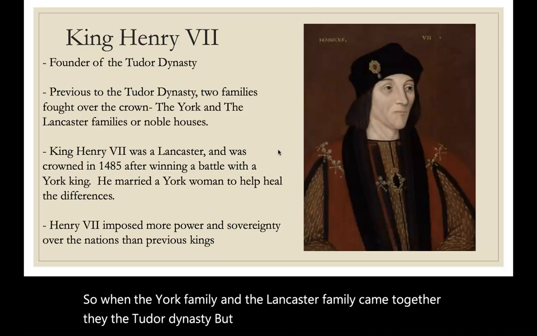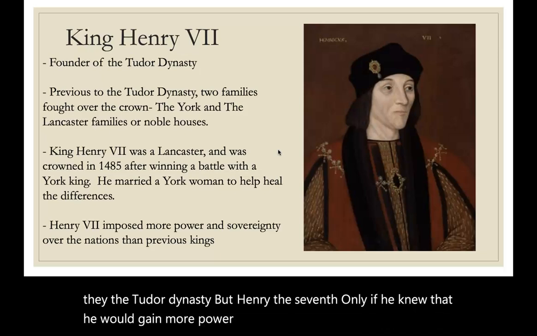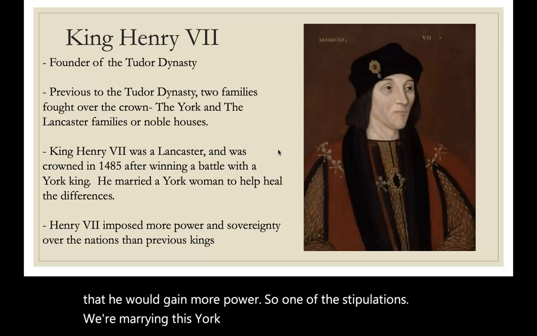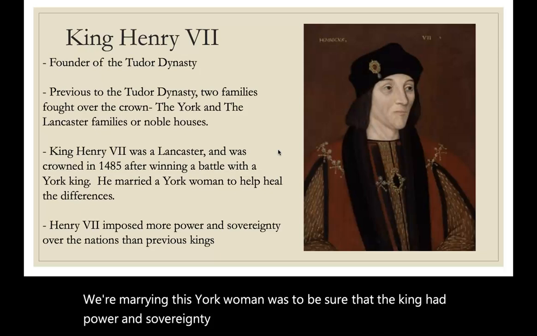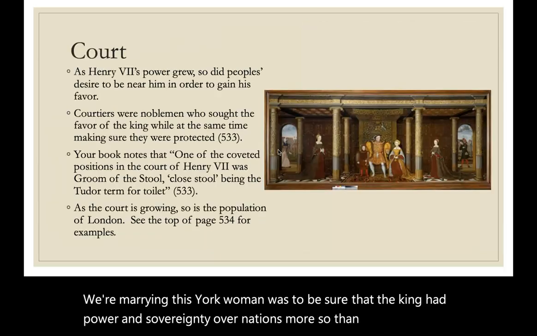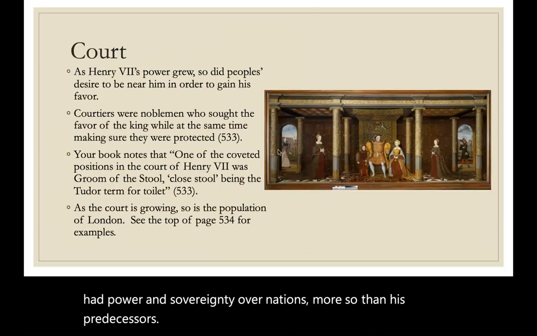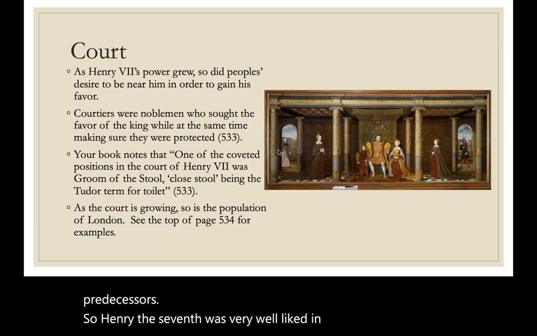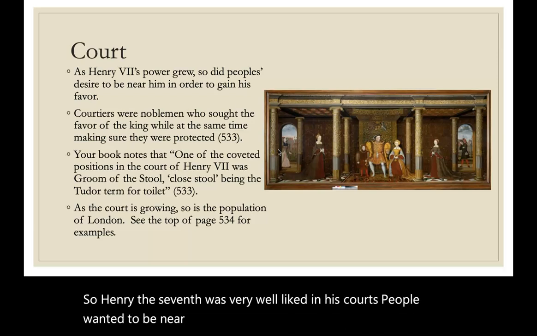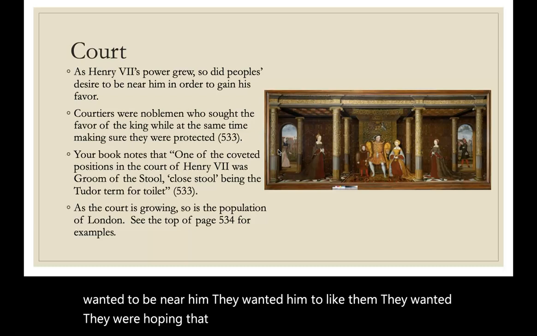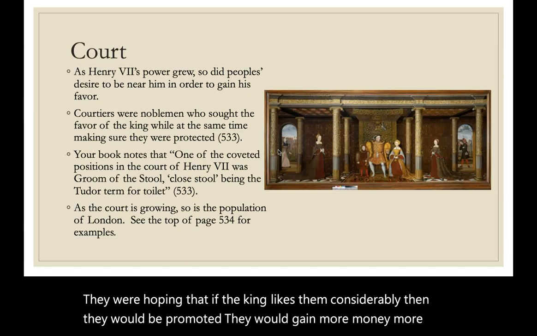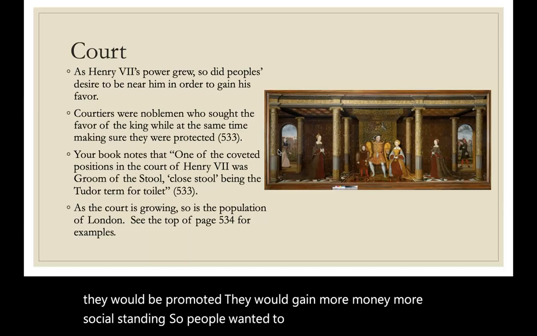But Henry VII only did this if he knew that he would gain more power. So one of the stipulations for marrying this York woman was to be sure that the king had power and sovereignty over nations more so than his predecessors. So Henry VII was very well liked. In his courts, people wanted to be near him. They wanted him to like them. They were hoping that if the king likes them considerably, then they would be promoted. They would gain more money, more social standing. So people wanted to be around Henry VII quite a bit.